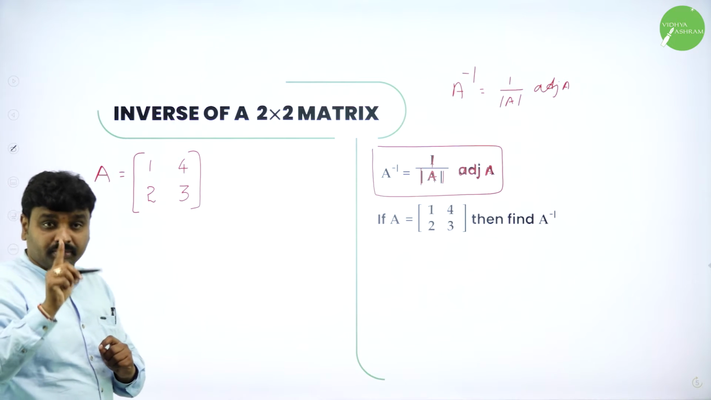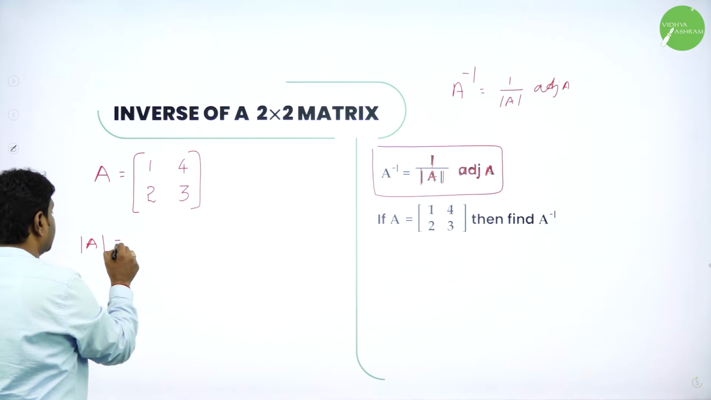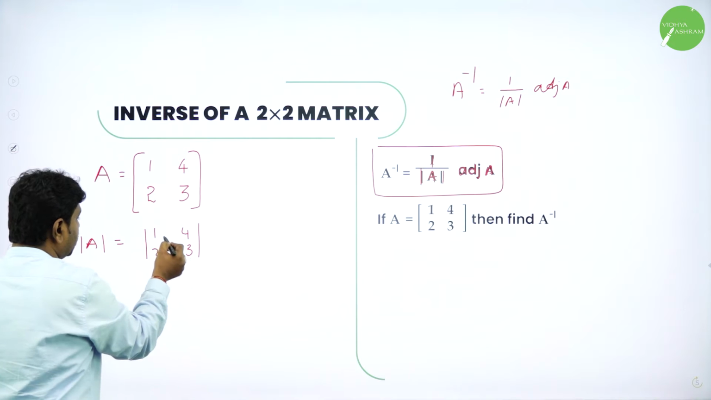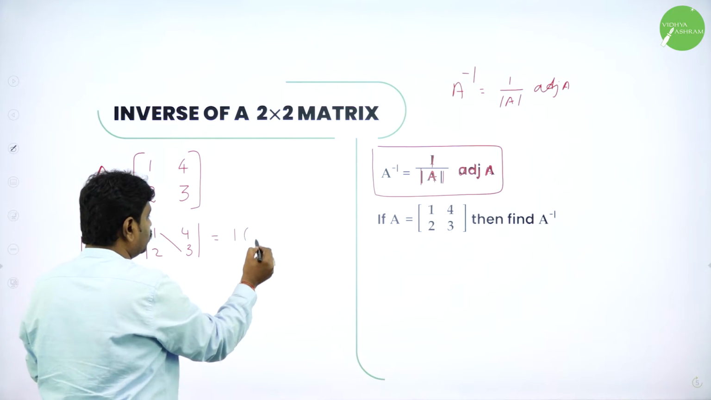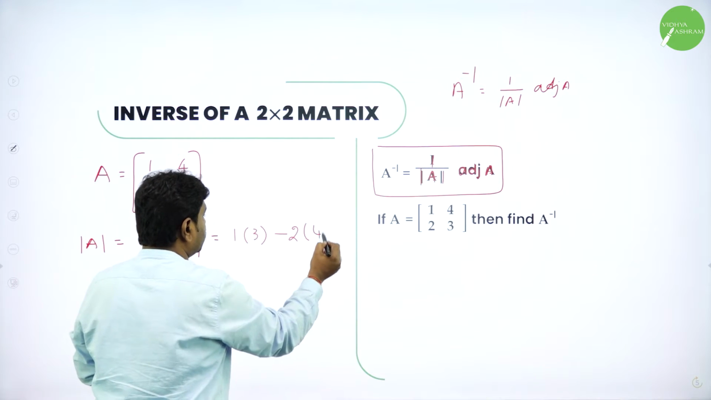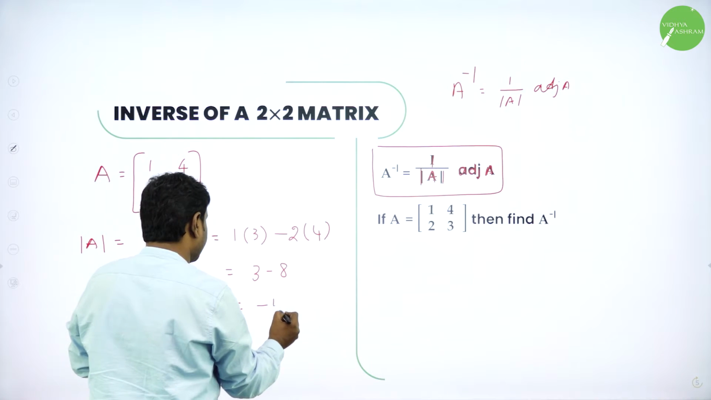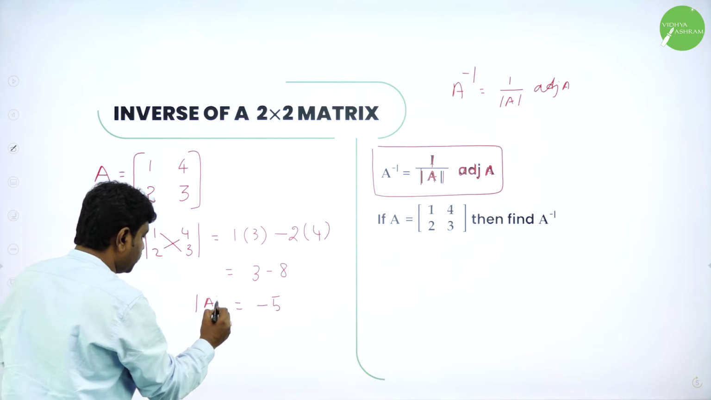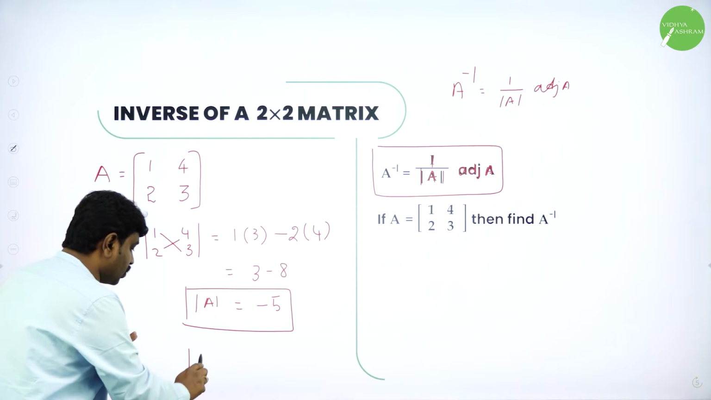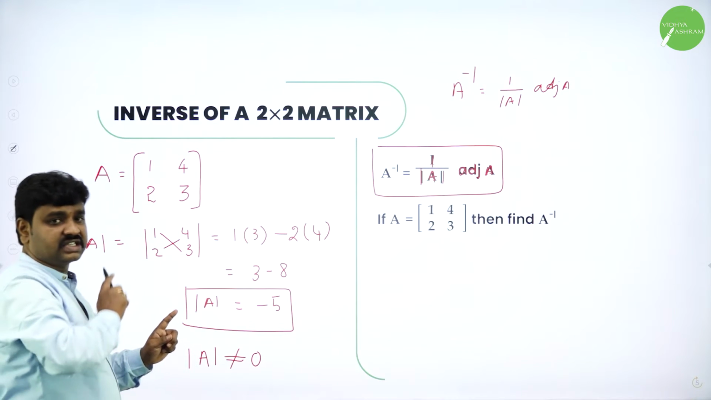What is the first step? Before you find inverse, first find the determinant of A, the determinant of [1 4; 2 3]. How to find the determinant? Multiply the principal diagonal, 1 into 3, minus the secondary diagonal, 2 into 4. So 3 minus 8 is minus 5. Determinant A is minus 5. Write this first. Determinant A is not 0, therefore it is non-singular, therefore inverse exists.